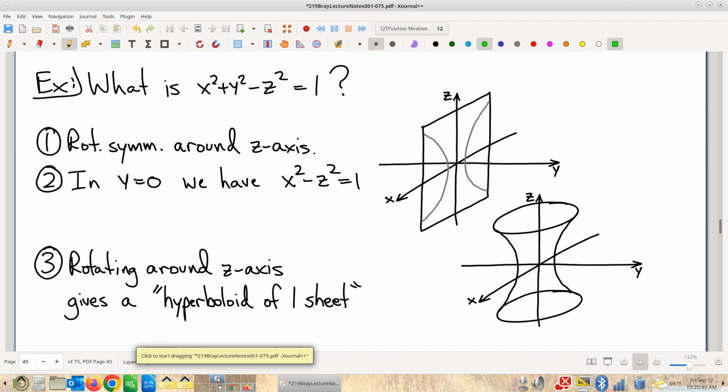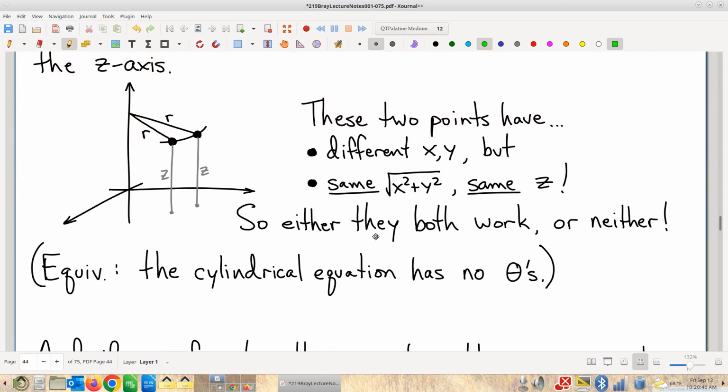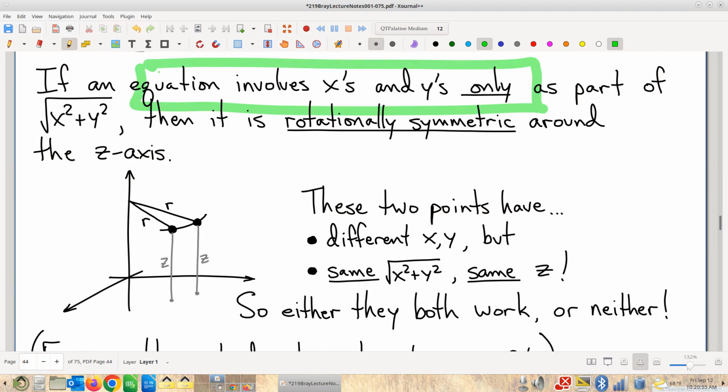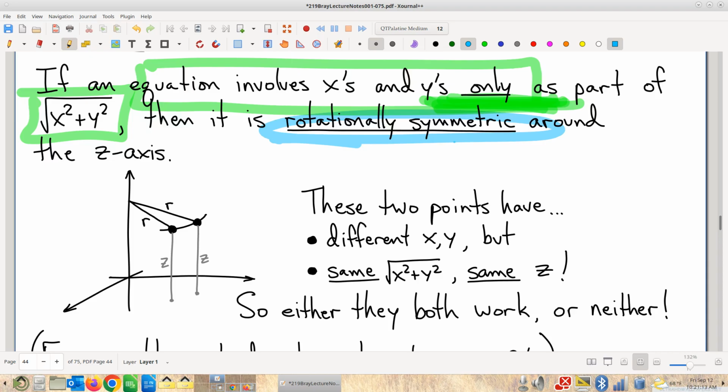All right. So back into the math. We're going to proceed. Let's rewind real quick. Come back and note that this is the big result that we're going to be making use of. When an equation has x's and y's in them, but only, very importantly, only as part of that expression, square root of x squared plus y squared, then you get this really nice geometric conclusion: it's rotationally symmetric around the z-axis. Fabulous conclusion, with only a casual glance needed to check that you can do it.